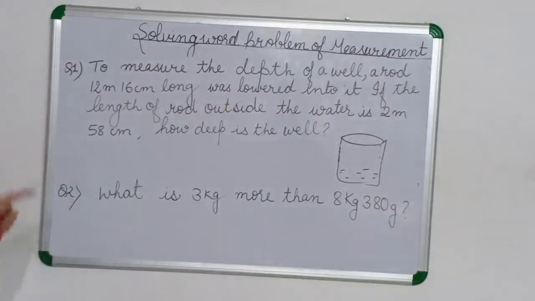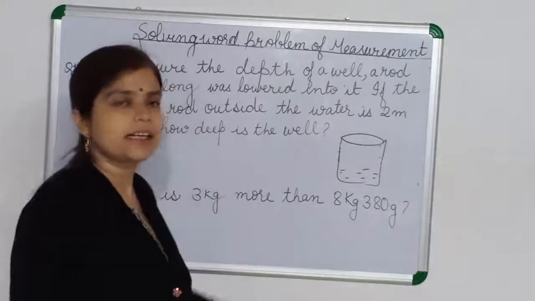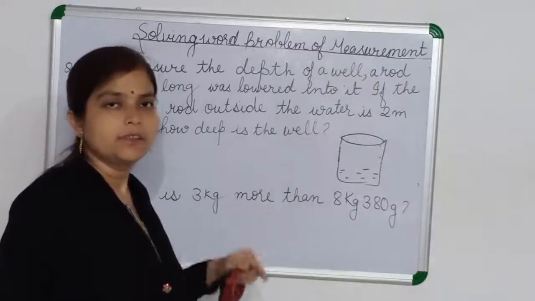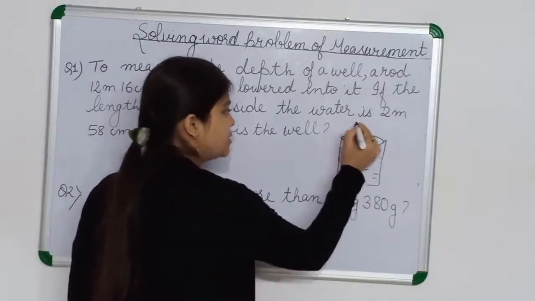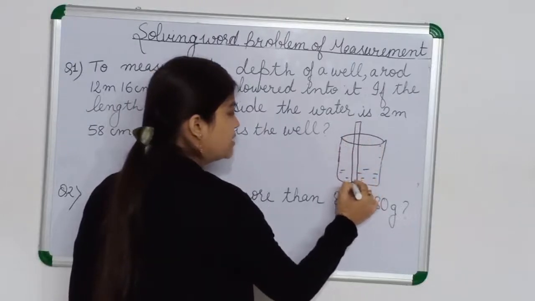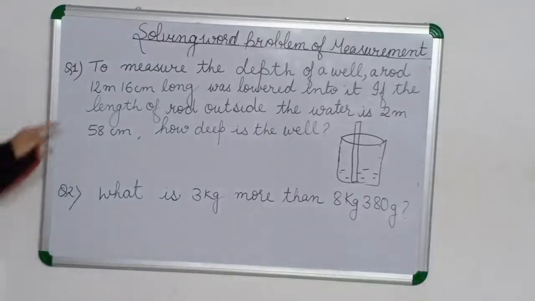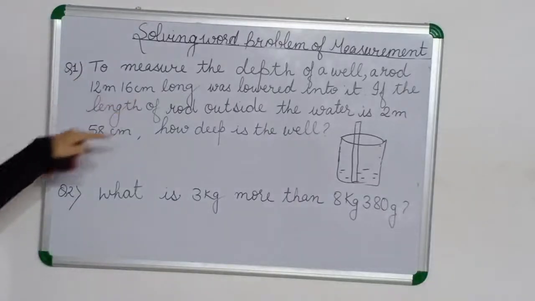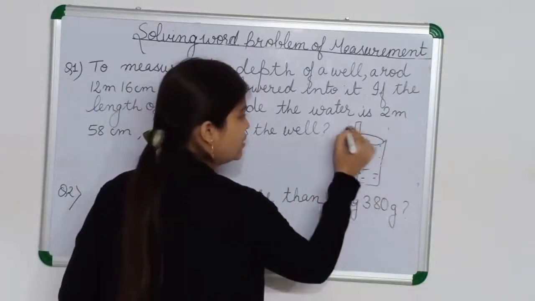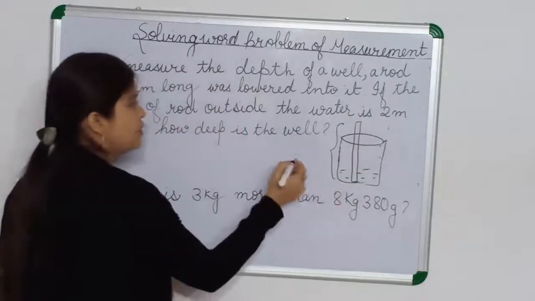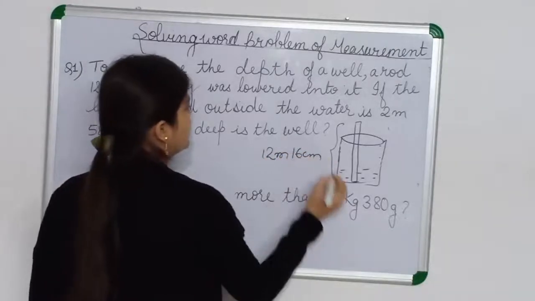So now we have to measure the depth of the well. A rod is lowered down. We can't get inside and measure with the measuring tape. Okay. What we are doing? We have lowered one rod downside. You think this is one rod which we have put inside the well. And it is said the length of the rod is 12 meters 16 centimeter. Now this is the total length of the rod we know.